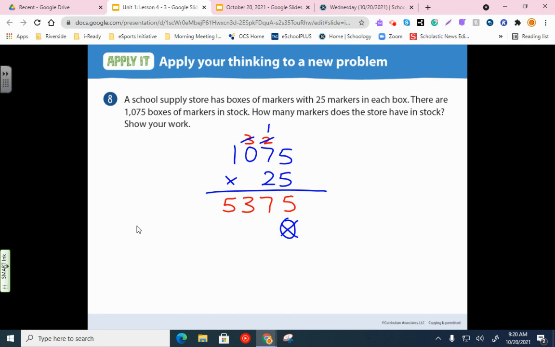2 times 5 is 10. 2 times 7 is 14, plus 1 is 15. 2 times 0 is 0, plus 1 is 1. 2 times 1 is 2. Don't forget your plus sign.